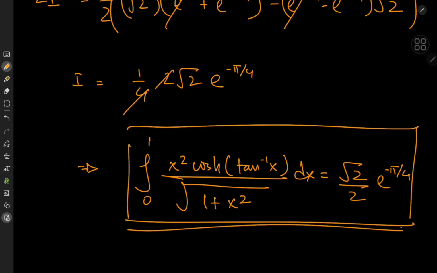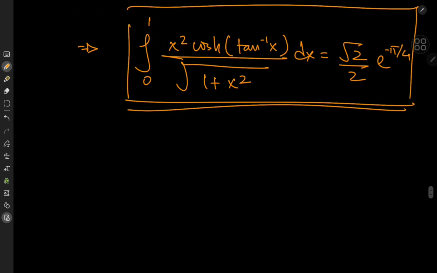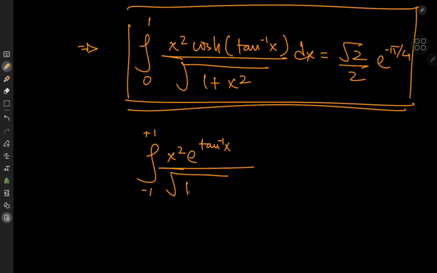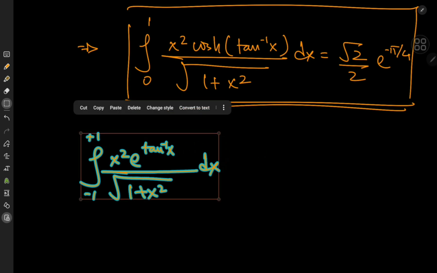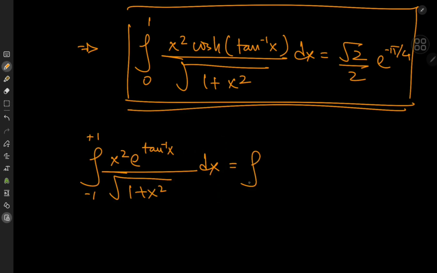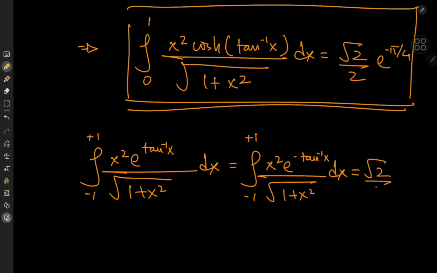And because of the work we did regarding symmetry, we also conclude that the integral from negative to positive 1 of x squared times e to the inverse tangent of x divided by square root 1 plus x squared dx is equal to the integral from negative to positive 1 of x squared times e to the negative inverse tangent of x divided by square root 1 plus x squared dx, and these two also equal root 2 by 2 times e to the negative pi by 4.